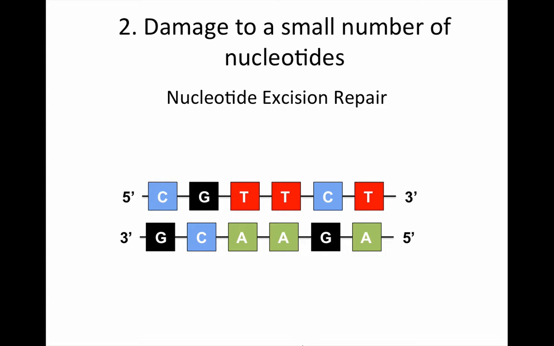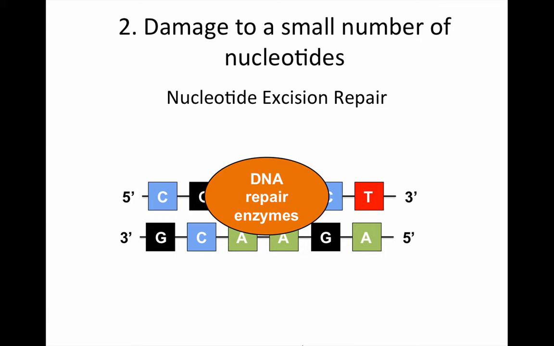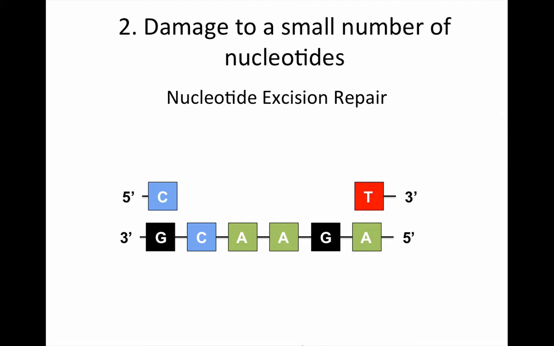Next, we'll look at damage to a small number of nucleotides. A common example occurs when two adjacent thymines join together to form a thymine dimer. This often happens in response to UV light. When there's damage to a small number of bases, your cells have a mechanism known as nucleotide excision repair. In this case, DNA repair enzymes recognize the damaged region of DNA and cut out a small area that contains the damage.